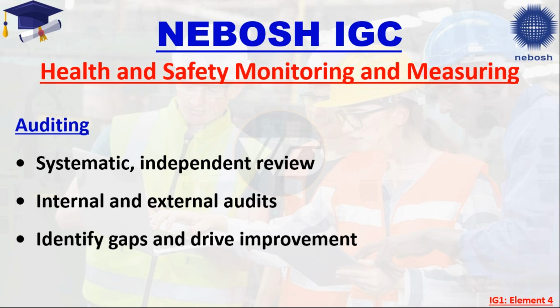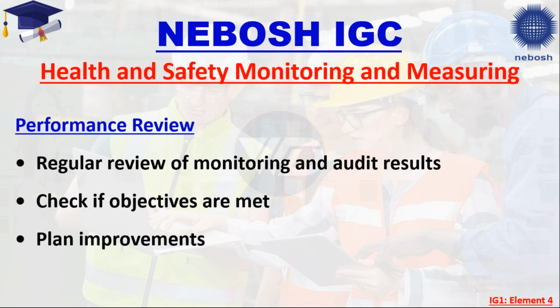9. Auditing. Auditing is a systematic and independent review of the safety management system. Internal audits are conducted by people within the organization, while external audits are done by independent experts for an objective perspective. Audits check that policies and procedures are in place and are being followed. They help identify gaps and areas for improvement, ensuring the system remains effective and up to date.